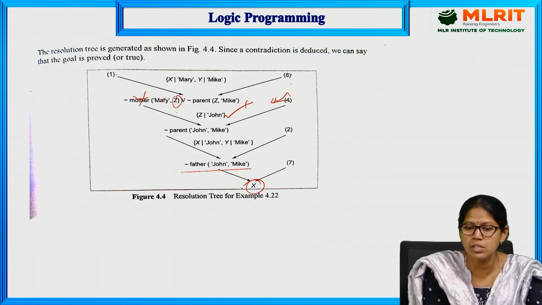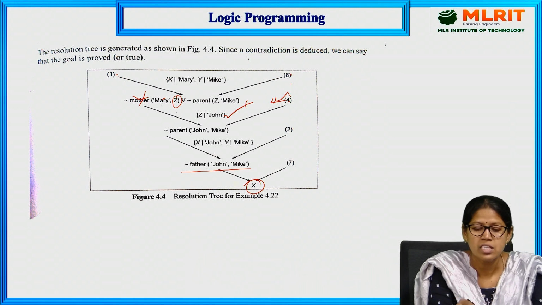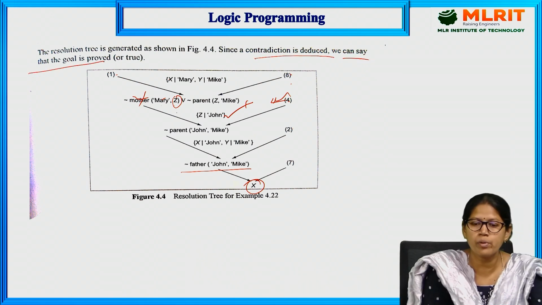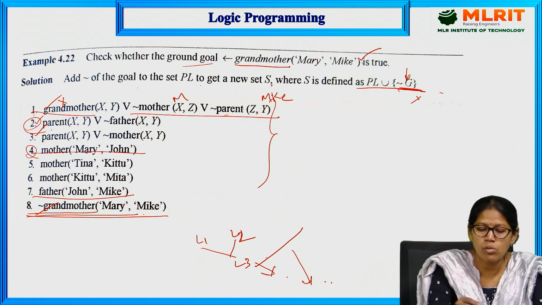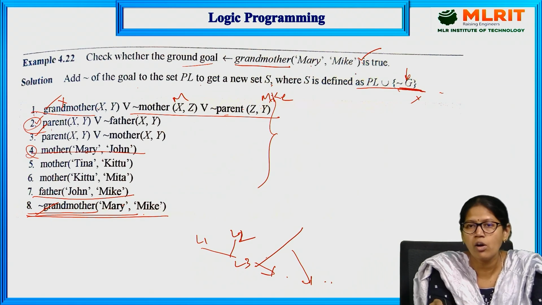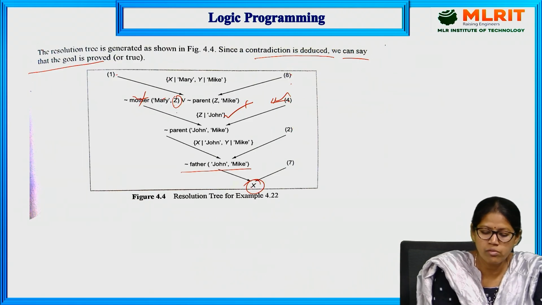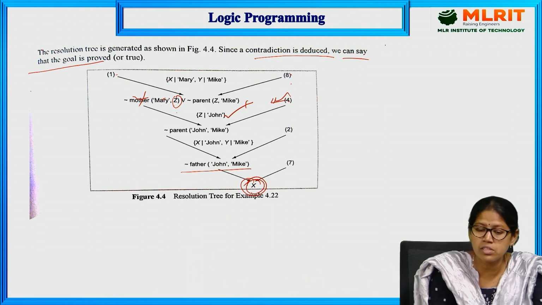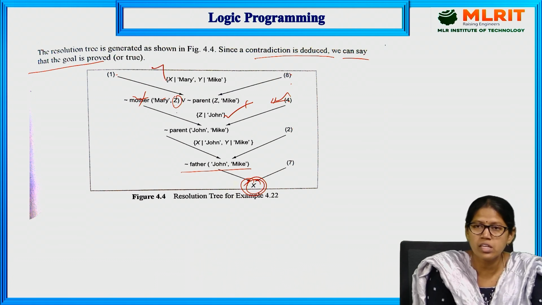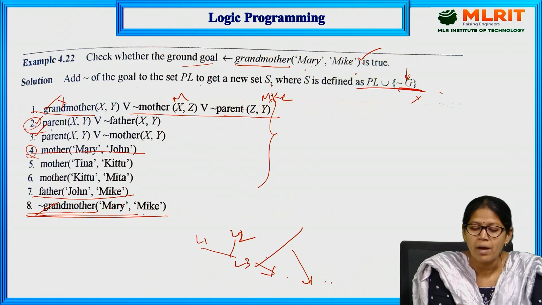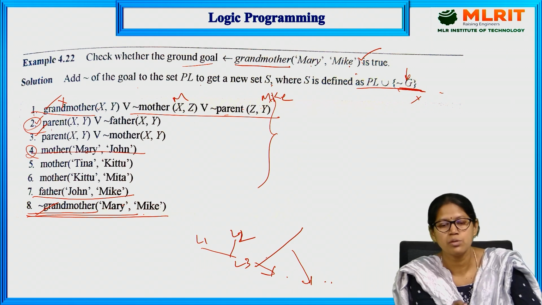So it is an empty class. Since a contradiction is deduced, we can say that the goal is proved, or true. What is the goal? Mary is a grandmother of Mike, because here we have shown this as a contradiction with the negation. So we can say that Mary is a grandmother of Mike is true.